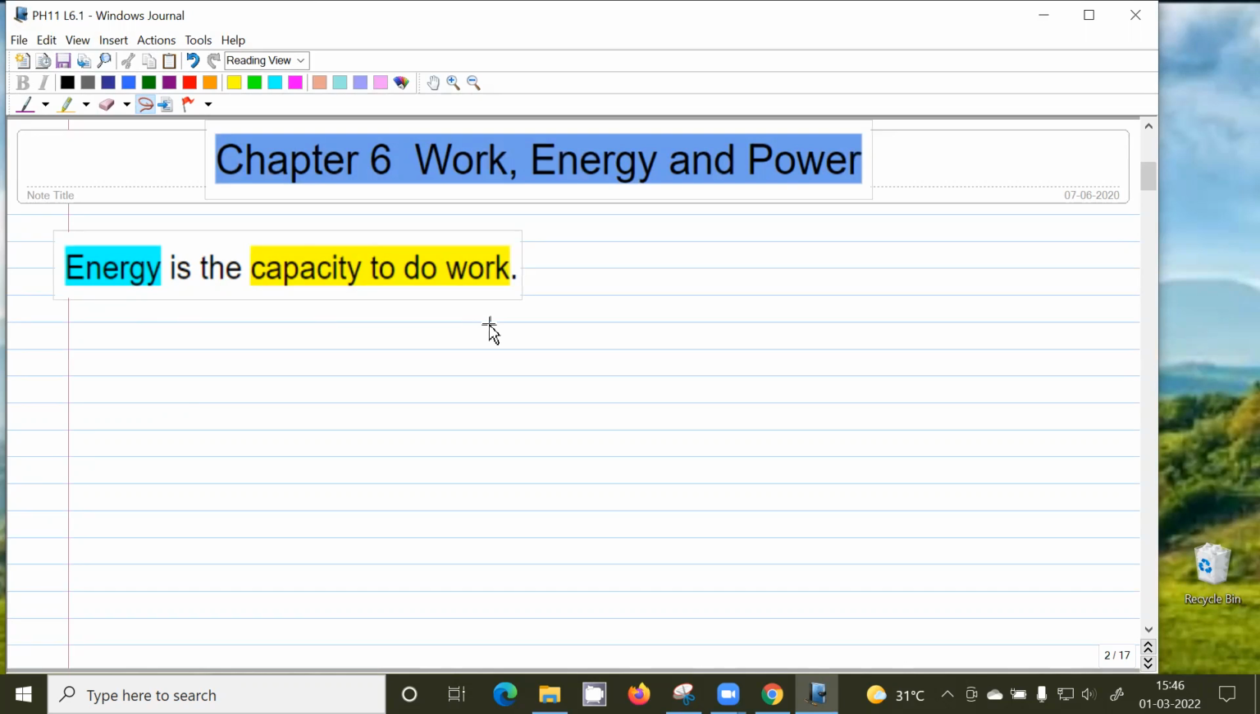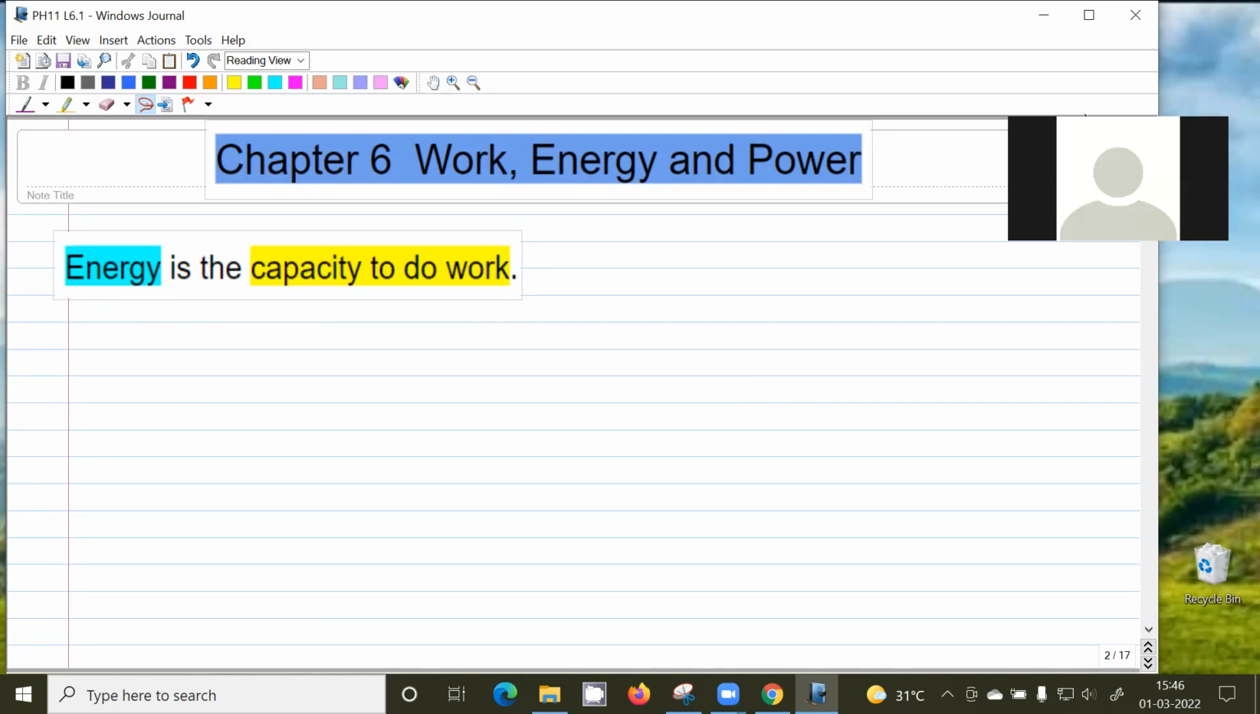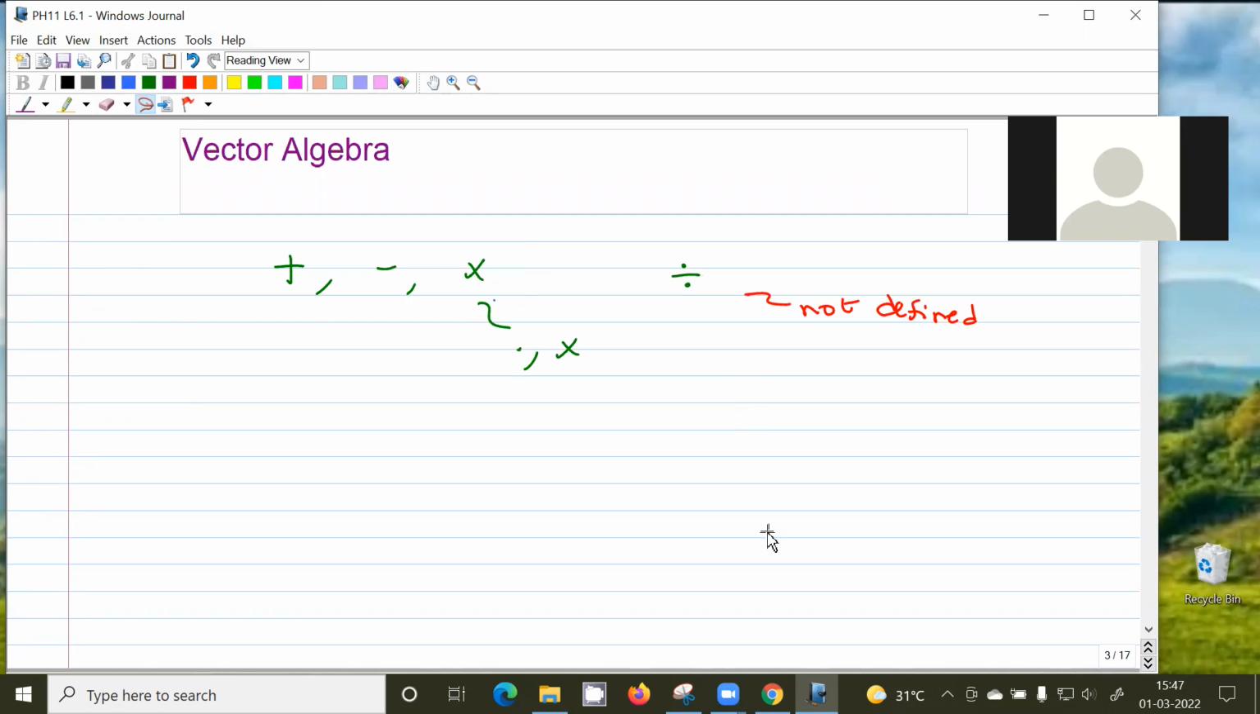And what is work? In terms of force and displacement. Work is what? F dot ds, right? Integral of F dot ds. And to do F dot ds, we have to know how to do the dot product of two vectors. So, vector algebra, if you already know how to add vectors, subtract, triangle law, parallelogram law.